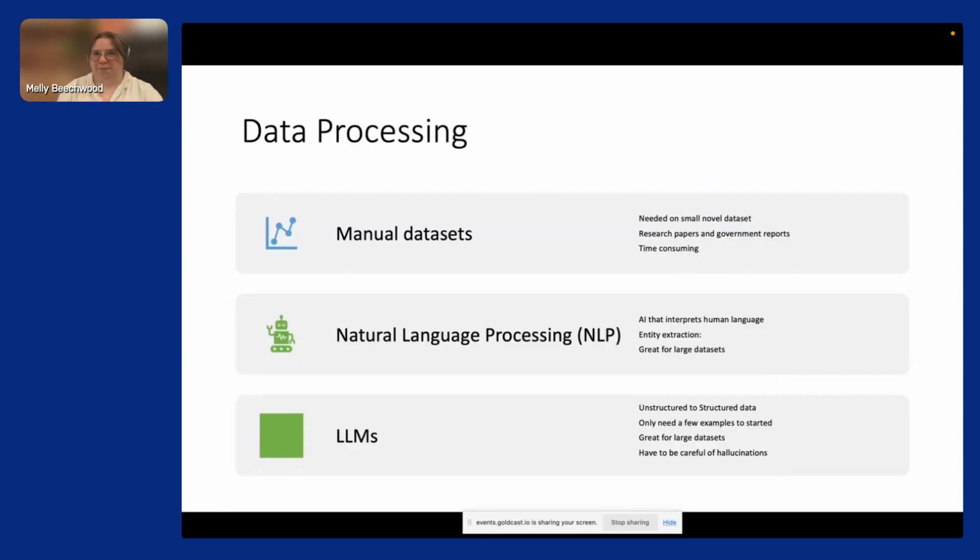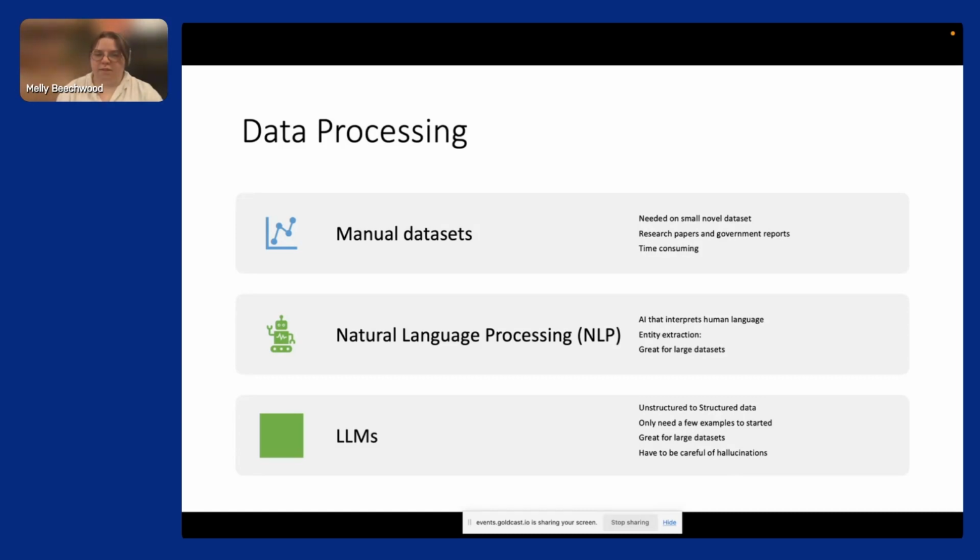Then comes the hardest part, at least I think, the data processing. For things like smaller novel data sets, such as what you might get from some of the research labs, you really need to do it manually. There's not enough of the data set to really make sense to try to automate it, but it is time consuming to do this kind of manual integration.